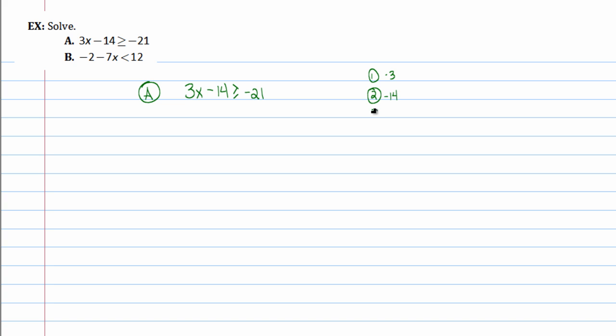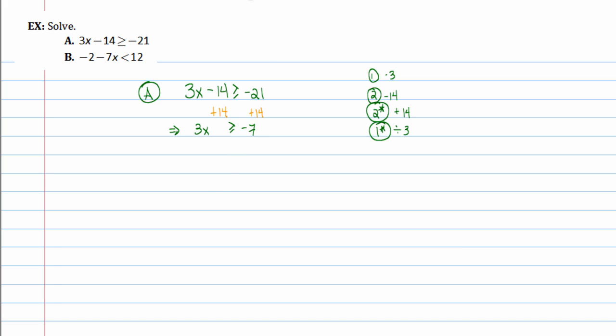To undo the last thing, just like you would untie a knot, you always untie the last thing that's been tied. The last thing they did was subtract 14, so I'm going to add 14. And then after that, they initially multiplied by 3, so I'll divide both sides by 3. Adding 14 to both sides is not going to change the inequality. So just add 14 to both sides, and you get that 3x is greater than or equal to negative 7.